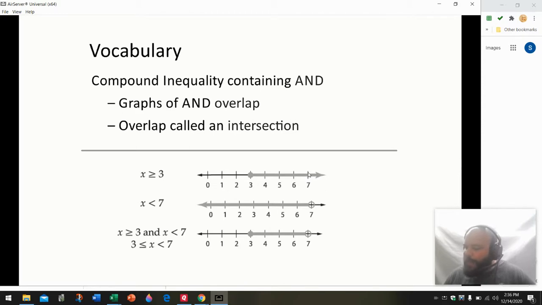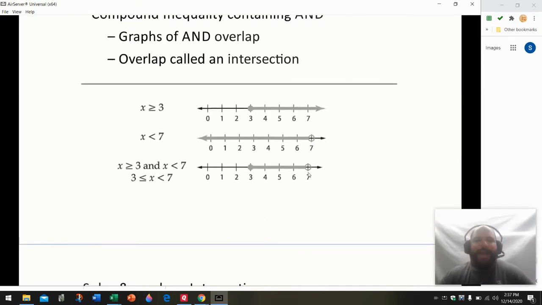So, ands overlap sections. And so what it means is you have to meet one requirement and the other requirement. As an example, they're showing you if I want my x to be greater than or equal to 3, you can see that there's a solid dot on 3 because it's or equal to. And then we are graphing all the numbers bigger than 3. So we're shading to the right of 3. And you can see that right there. Notice the shading goes in the same direction in this case as the sign is pointing.